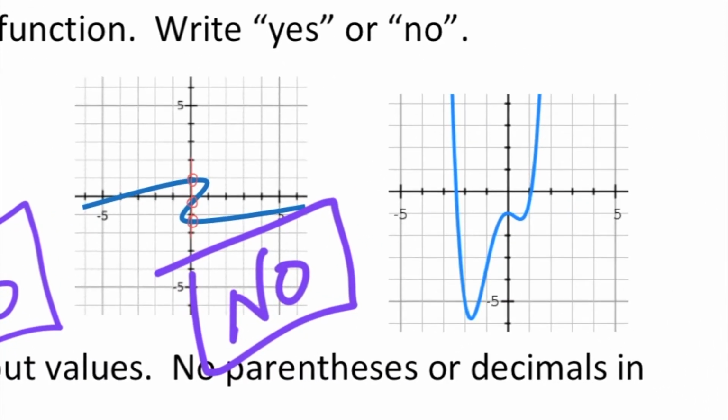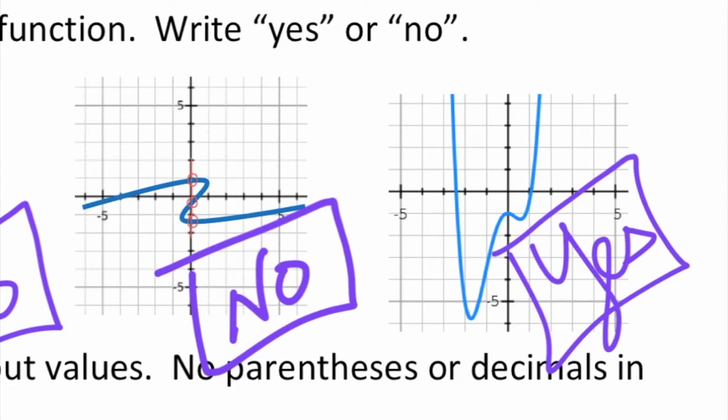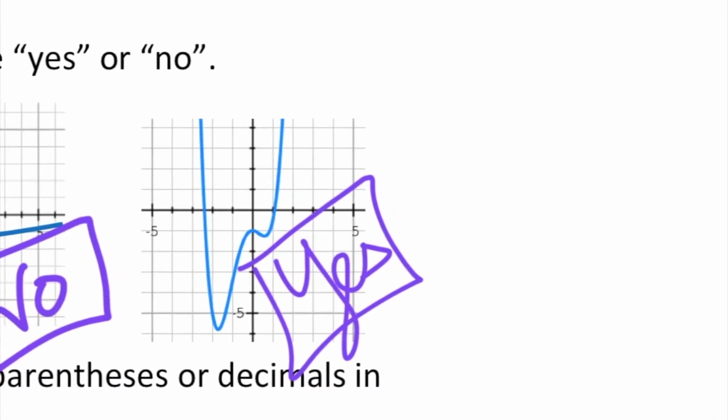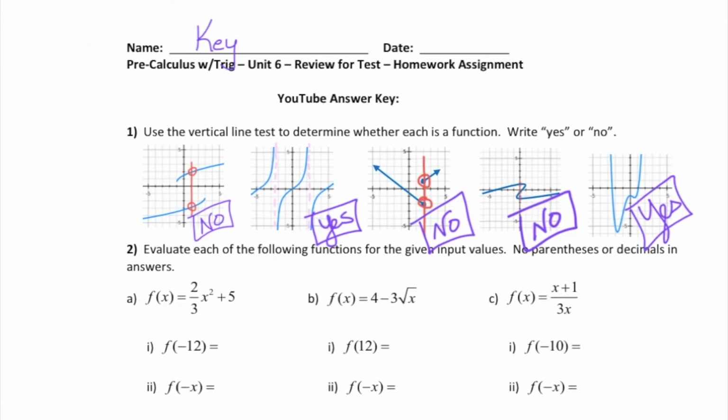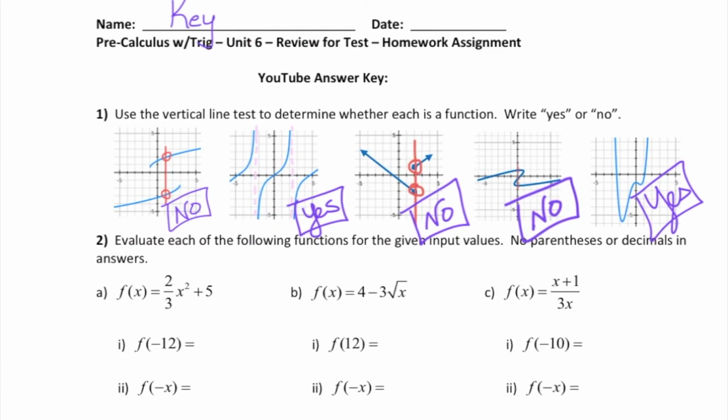This next graph passes the vertical line test, so yes. And I guess that's it. 5 graphs: no, yes, no, no, yes.